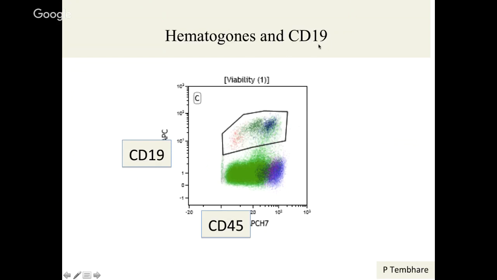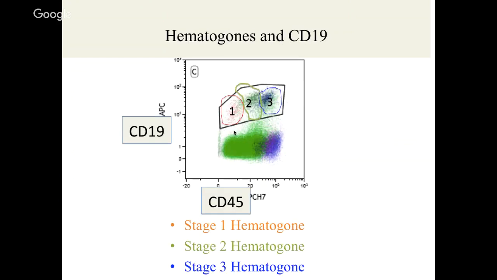So these all are B cells. I have taken CD19 positive B cells and I've done CD45 here, and see the stage 1 hematogones, which are red dots here, stage 2 and stage 3. These are possibly the more mature B cells, which will be CD20 positive and negative for CD10 and CD34. If you look at these red dots, they would be CD20 negative and they are CD45 weak. They might express CD34 and CD10 very strongly. Stage 1 hematogones, stage 2 hematogones, and stage 3 hematogones.